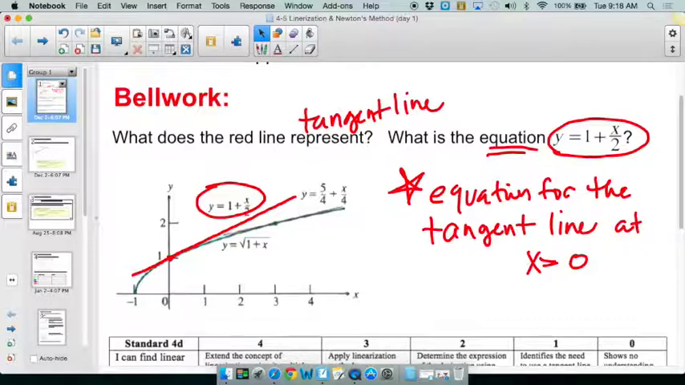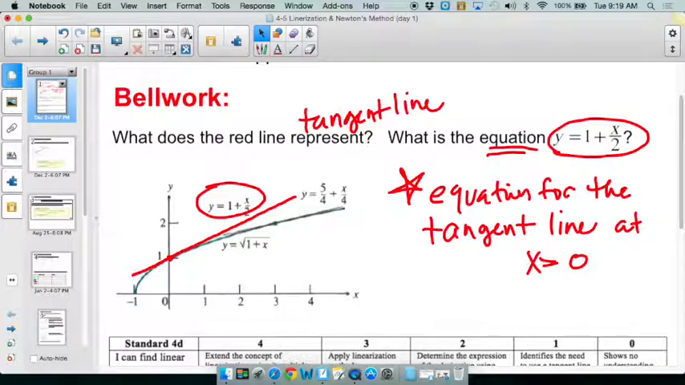What does it mean to approximate something? Like close, reasonable. Yeah, you have a value that's a guess. It's close, it's reasonable. It's all those things. And so we use linearization and Newton's method to get approximations, to get an answer that's close and reasonable. How are we doing so far?